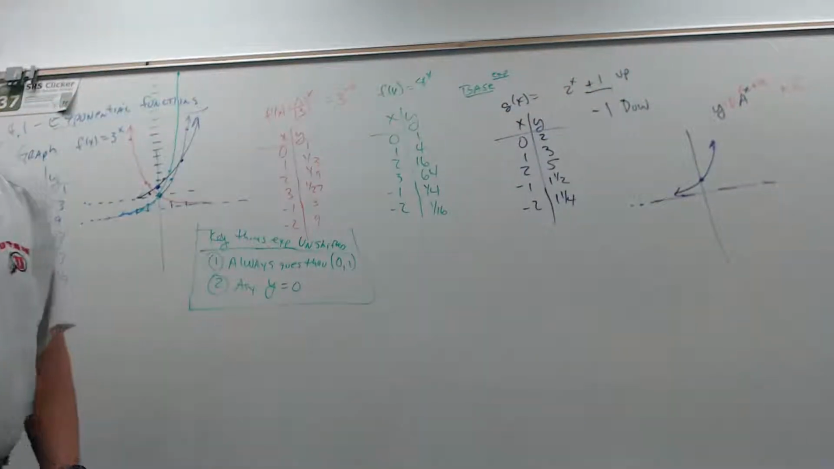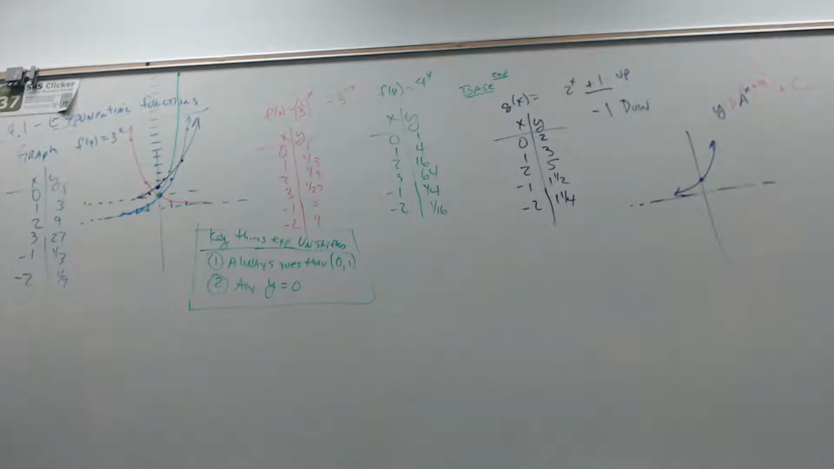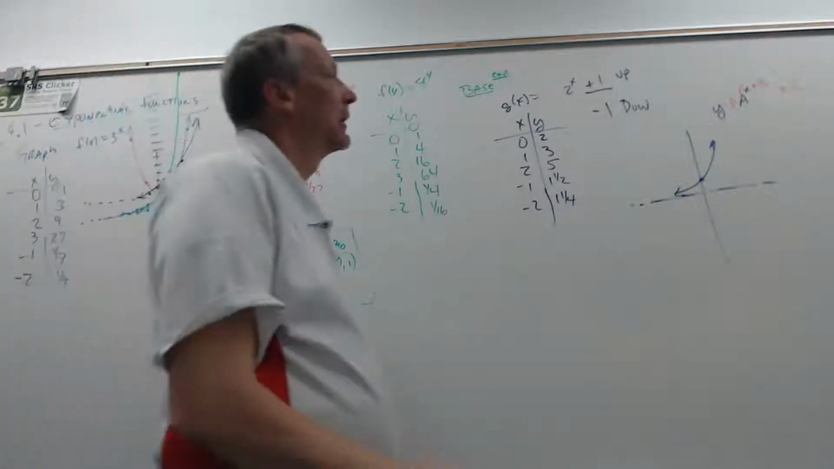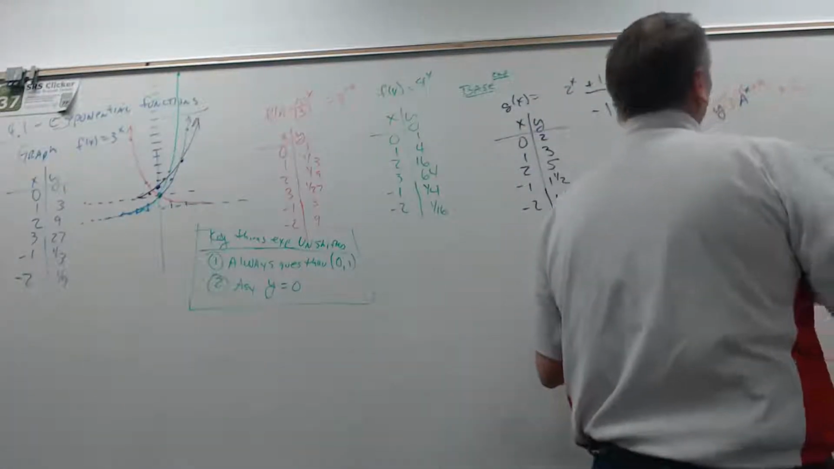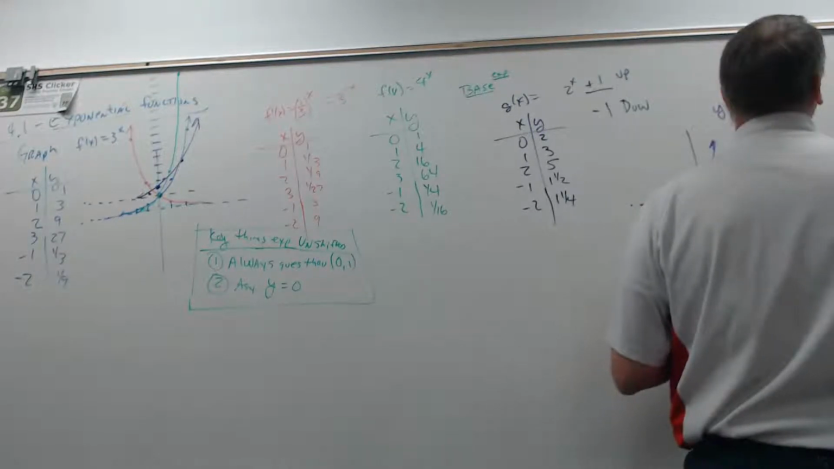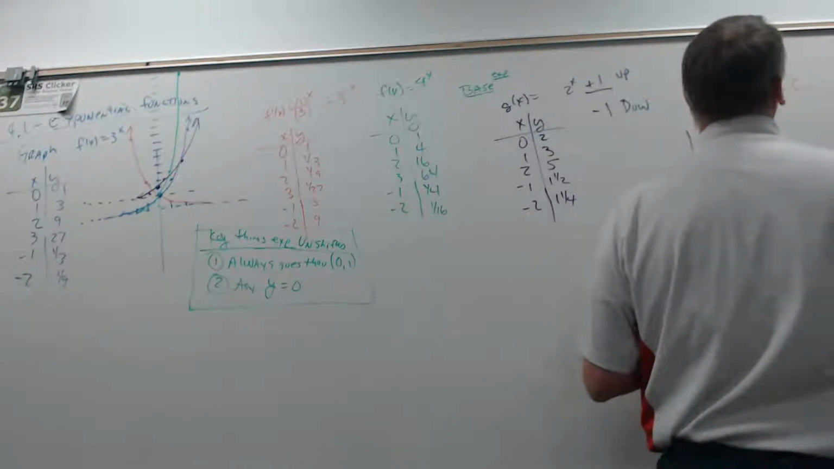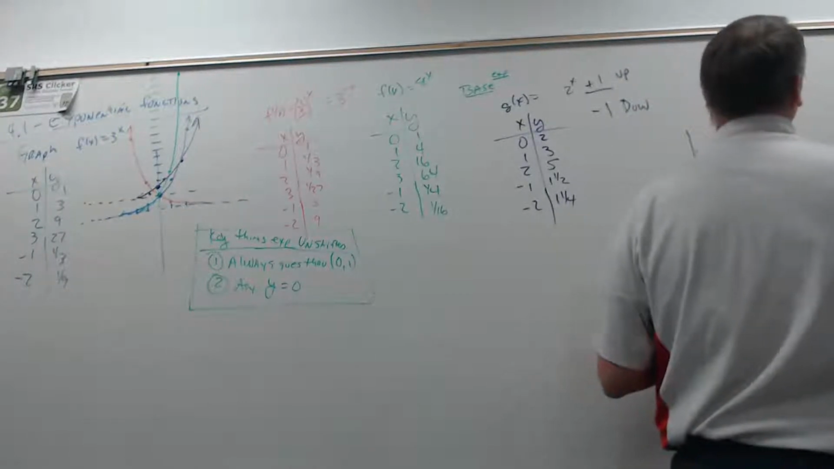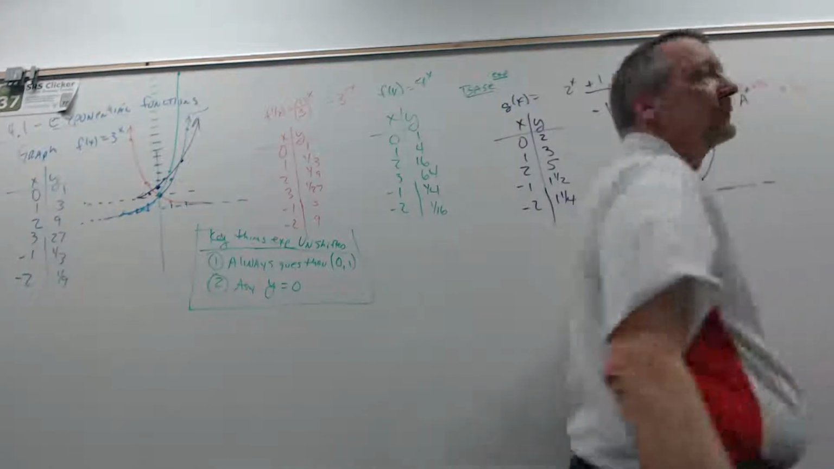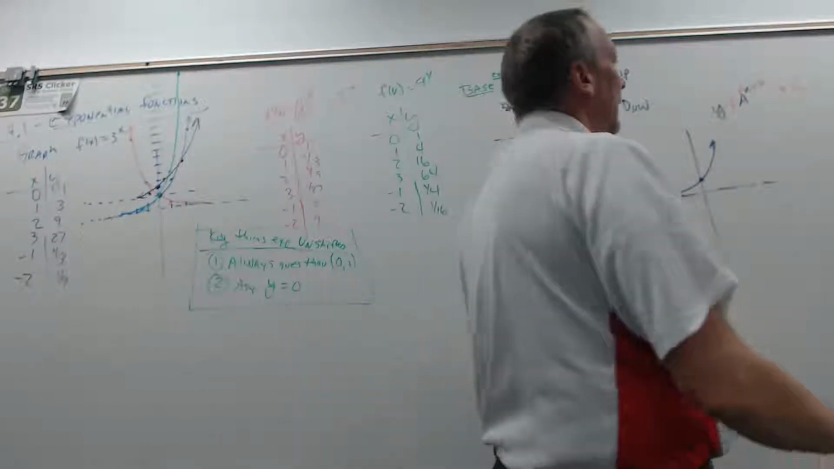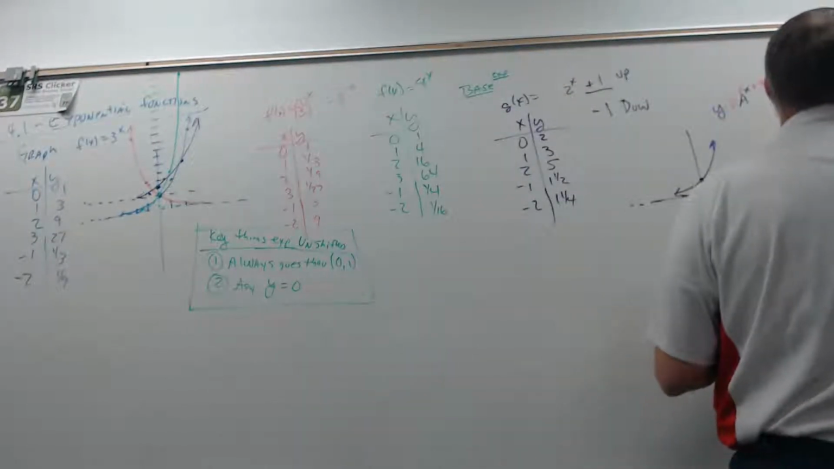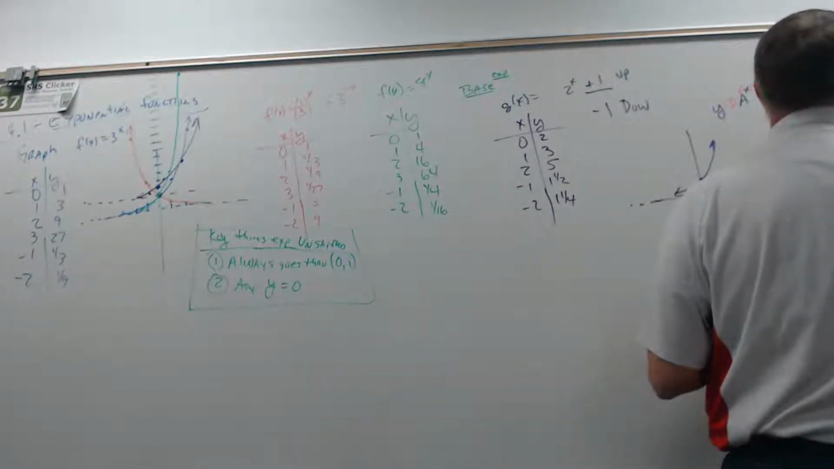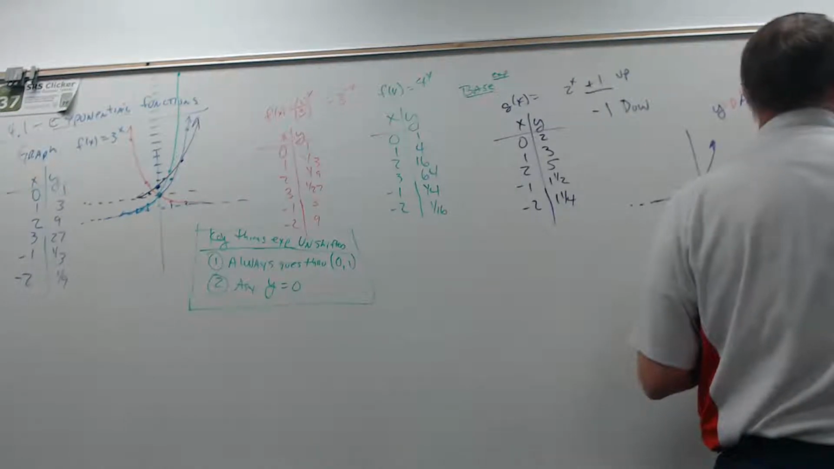All right, so let's assume that A is a positive whole number. The D will change the graph, and the B and the C will change the location. What do you think the B does to it? It's going to shift it left or right. If it's positive, it's going left. Negative is going to be right.